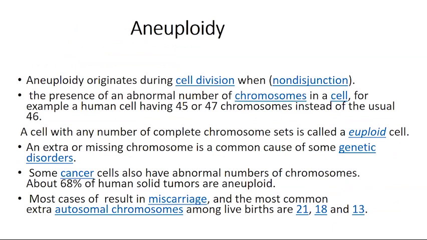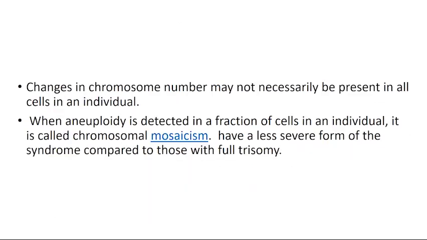Most such cases result in miscarriage, and the most common extra autosomal chromosomes among live births are number 21, number 18, and number 13. They show you the autosomal abnormalities. Changes in chromosome number need not be present in all cells in an individual. Some can be normal and some abnormal, and that is what we call mosaicism.